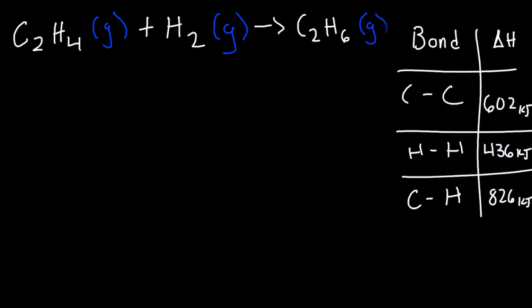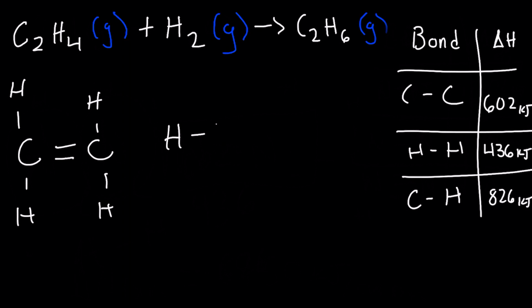If you want to pause the video now and give it a go yourself, I recommend you do that, and then I'm going to show you how to do it. I'm going to draw the structures for each of these molecules. We're going to have C double bonded to another C, because carbons have to form 4 bonds in a hydrocarbon. And this will be the structure of C2H4. And then we have hydrogen in the gaseous state, which is the natural state of hydrogen, and that just looks like this.